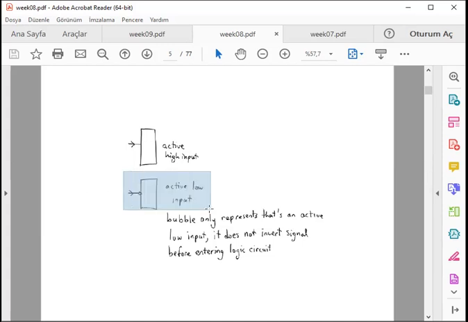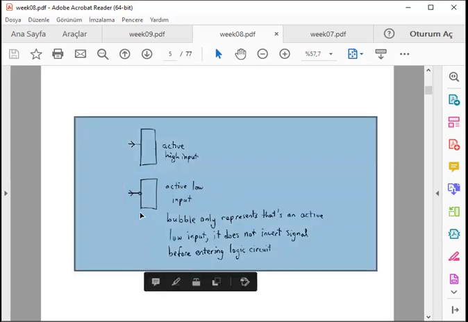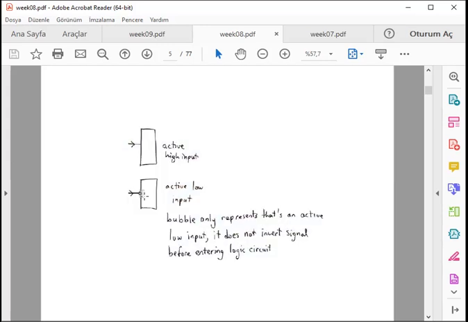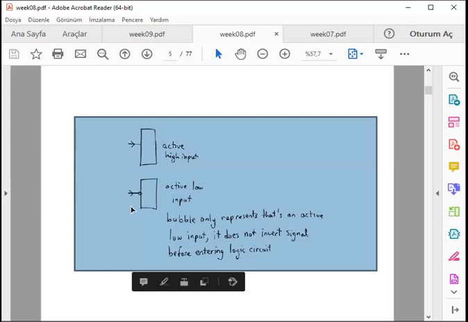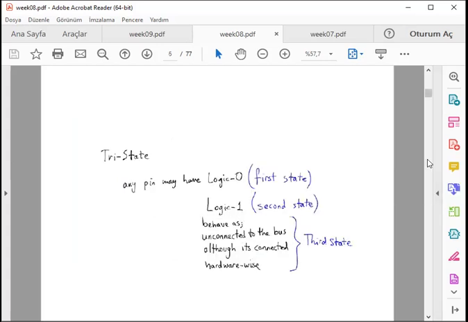Where do we understand that? The active low input has a bubble. It's not the same bubble which is after the inverter. This bubble only represents that this is an active low input, which is activated with the low signal instead of the normal high signal. So don't confuse it: the bubble only represents the condition of the output. If it's at the output, it says that this gate is an inverter. If it's at the input, this represents an active low input device.